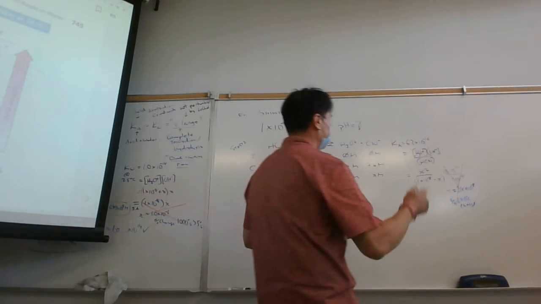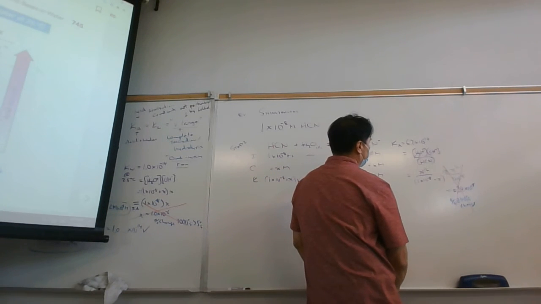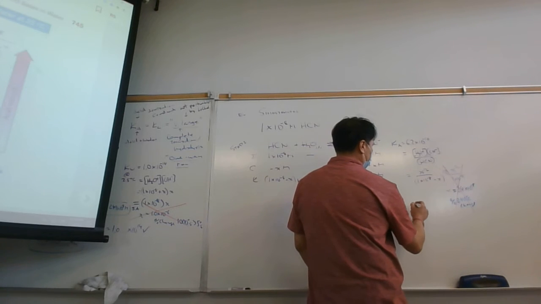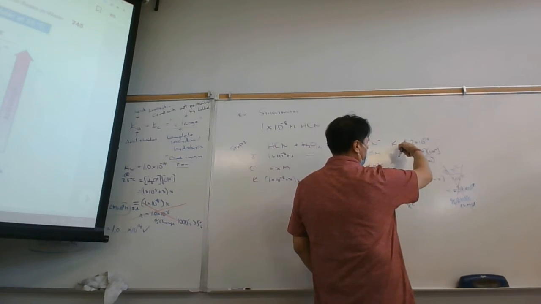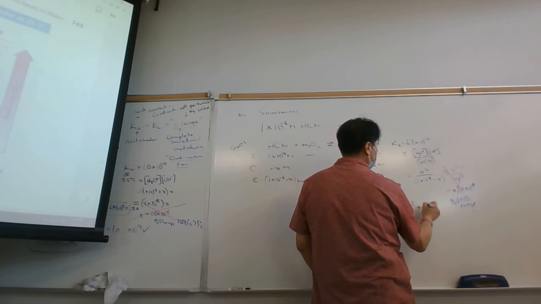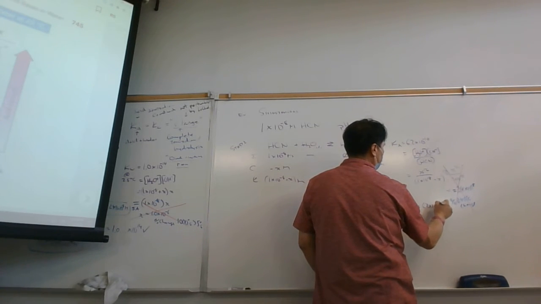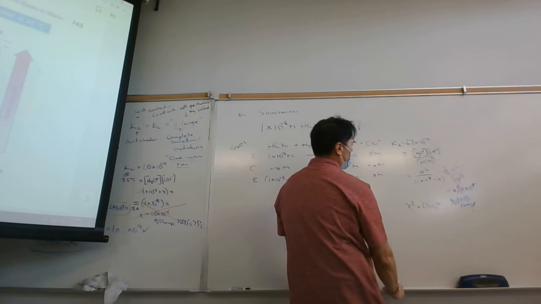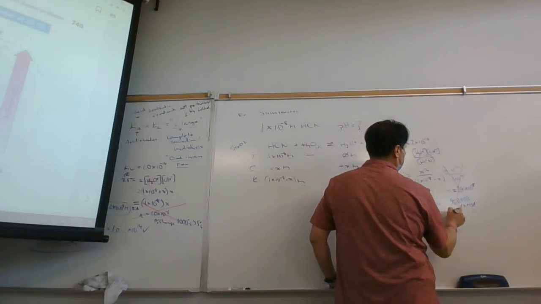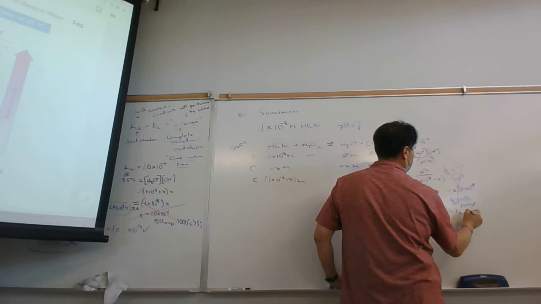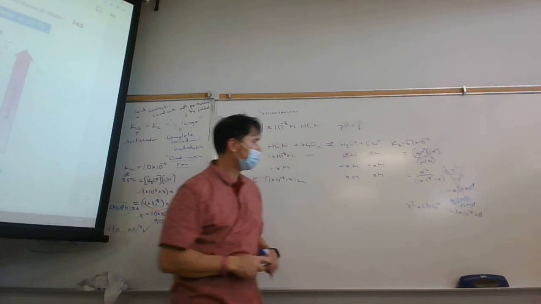So let's get this into quadratic form. Quadratic form is going to be x squared plus 6.2 times 10 to the minus 10 x minus 6.2 times 10 to the minus 18 is equal to 0. All right.